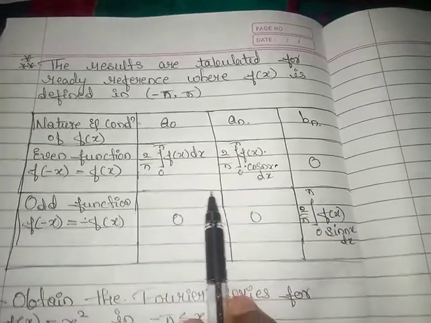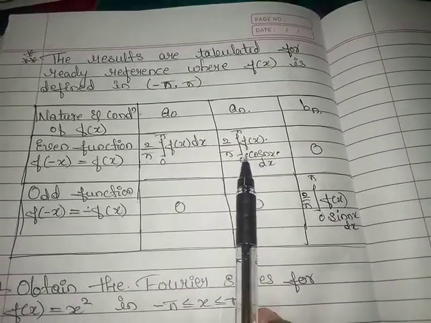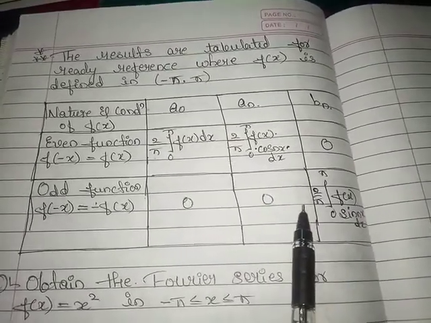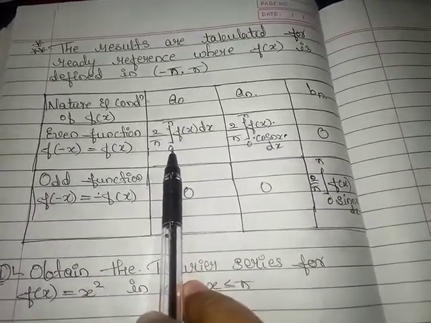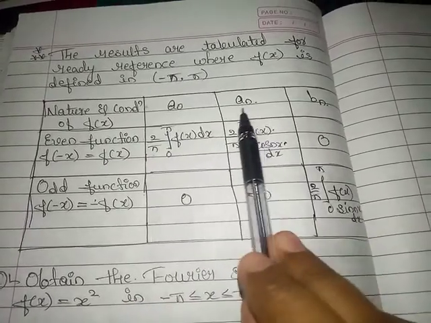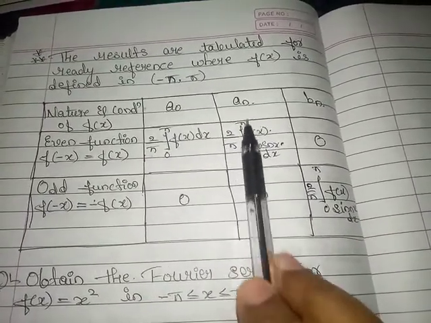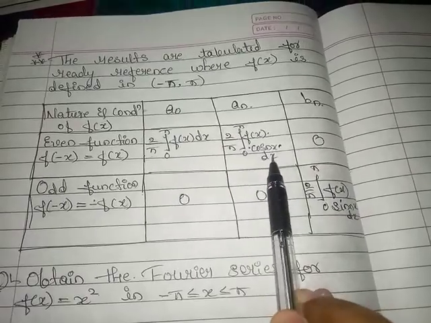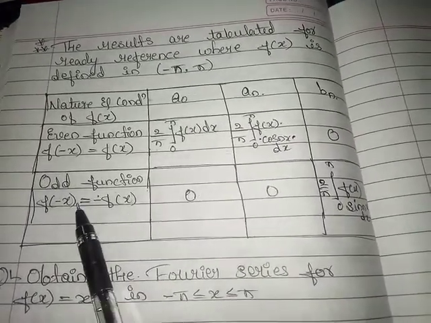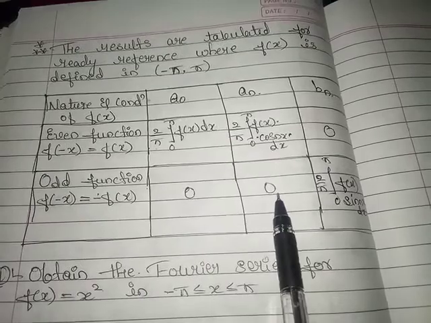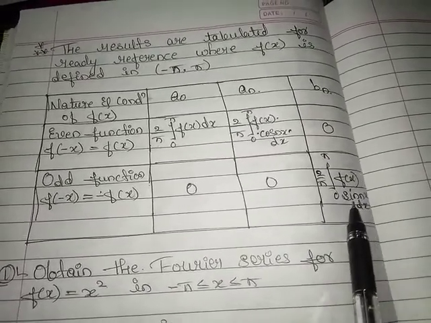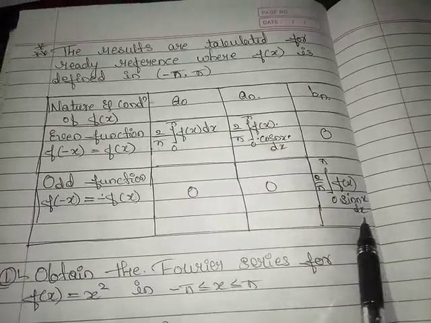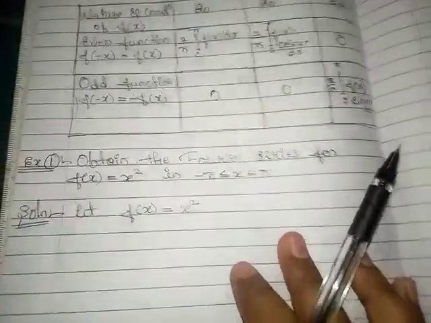Here we have one table where I am writing all the 6 results. For an even function, a0 is equal to 2 by pi integration from 0 to pi f of x dx, and an is 2 by pi integration from 0 to pi f of x into cos nx dx, and bn is 0. For an odd function, a0 is 0, an is also 0, and bn is 2 by pi integration from 0 to pi f of x into sin nx dx. Now let us see the example.